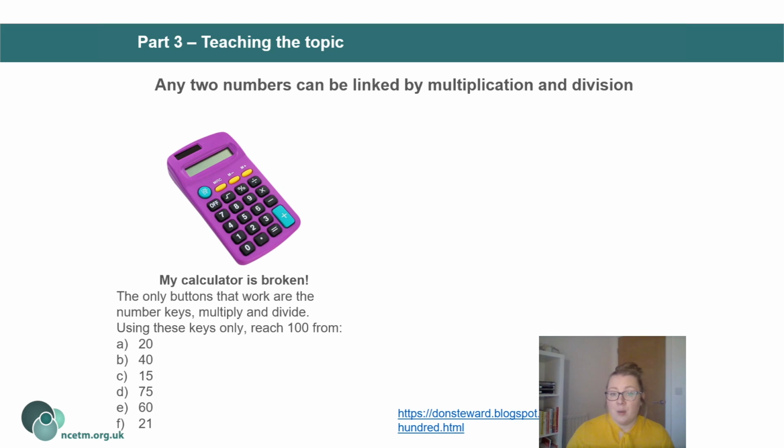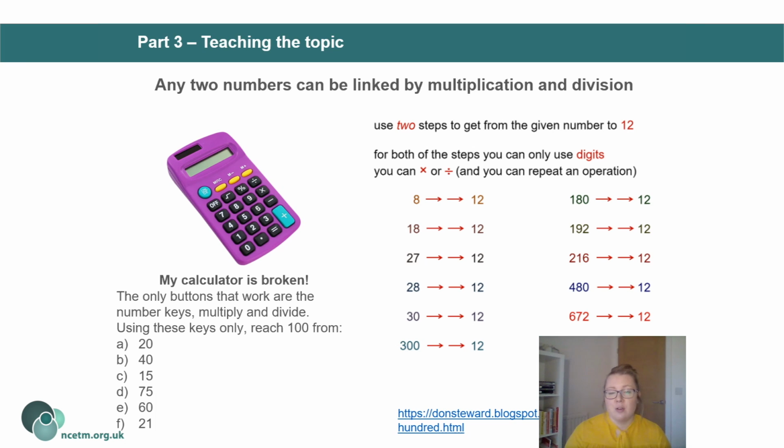It may be that we then want to think about unitizing. So for example, in the case of that 21 at the end, we need to divide by 21 before we multiply by 100. This is a really important factor in our multiplicative reasoning. Don Stewart also has a number of tasks on his website based on this principle, where he adds extra constraints. So here is one where we have to use 2 steps every single time. I can only use multiplication and division with digits.